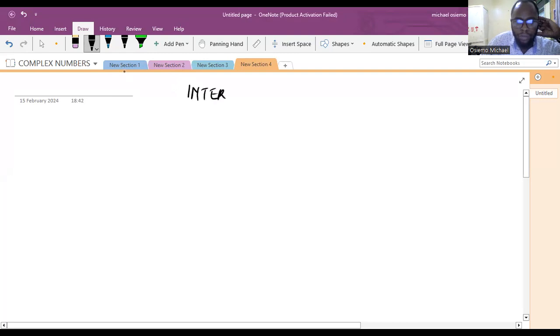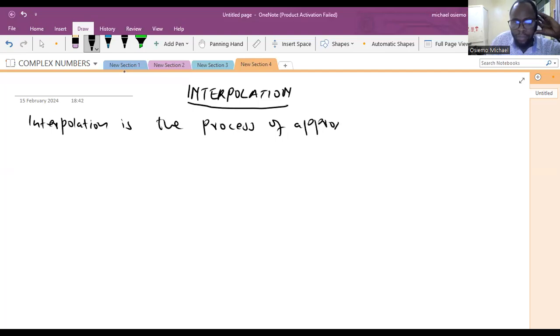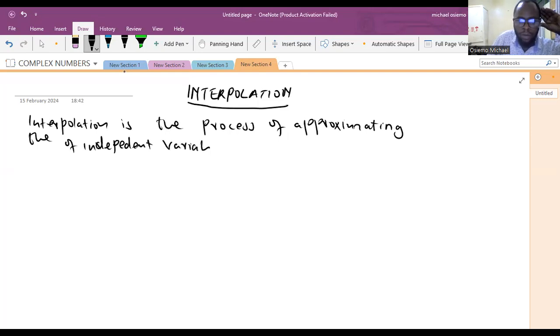Today we're going to look at what we call interpolation. Interpolation is the process of approximating the value of the independent variable within a table.